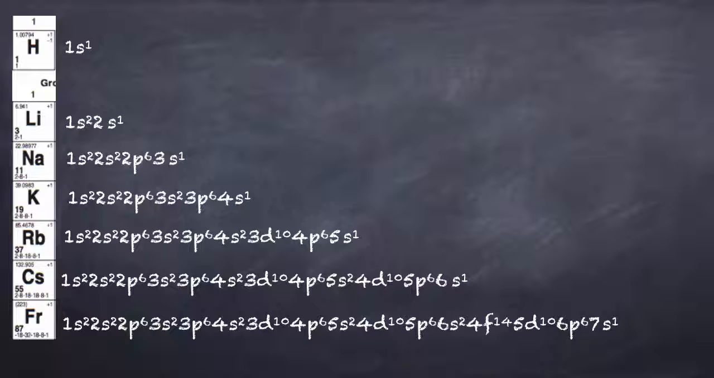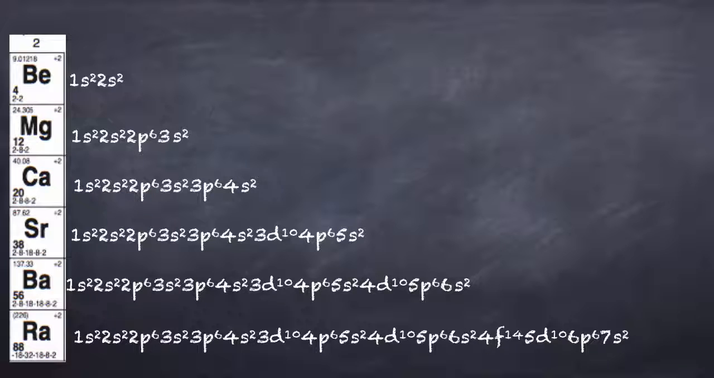So here are the electron configurations for everything in group 1. Do you notice something about how they end? You can see they all end in s1. If we look at group 2, we can see that they all end in s2. So there's a pattern emerging here.